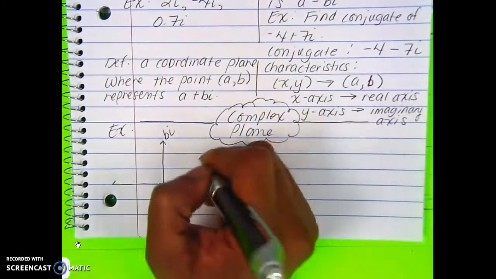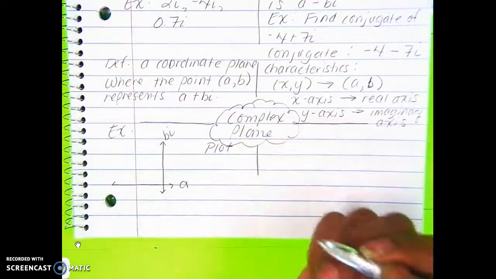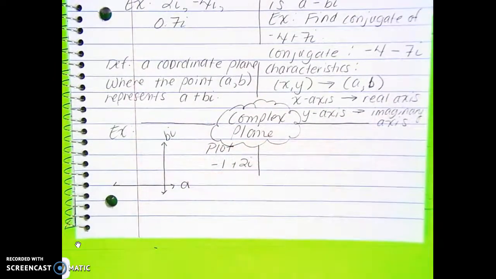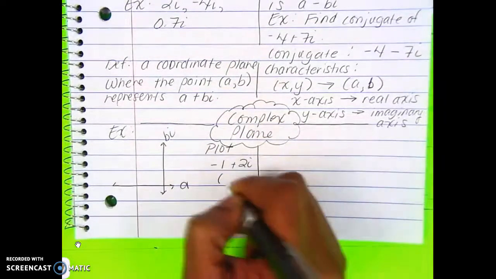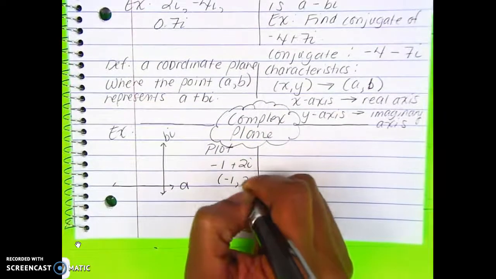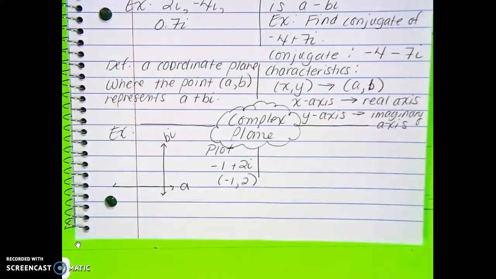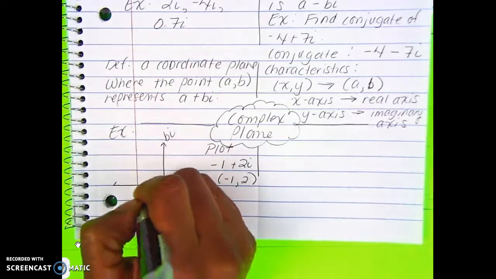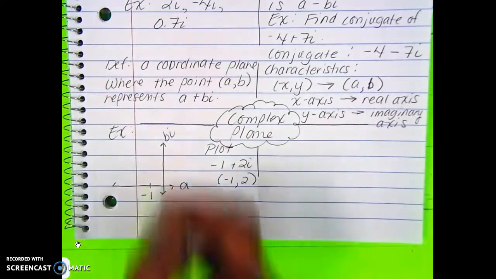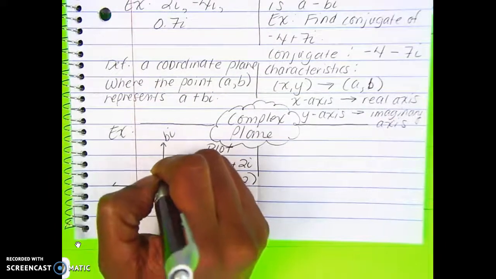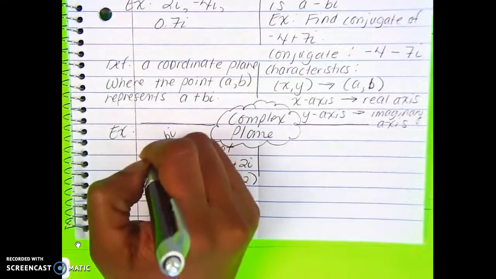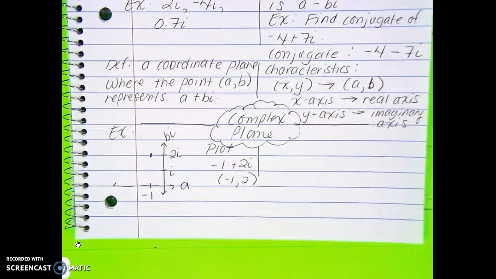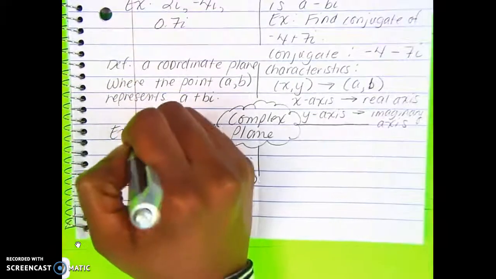We're going to plot the imaginary number negative 1 plus 2i. As an ordered pair, that would just be (-1, 2). I'm going to go to the left 1 space for negative 1, and then up 2 spaces for 2i. So this represents the point -1 plus 2i.